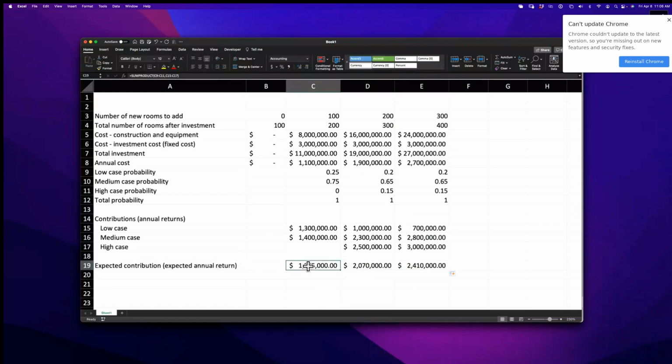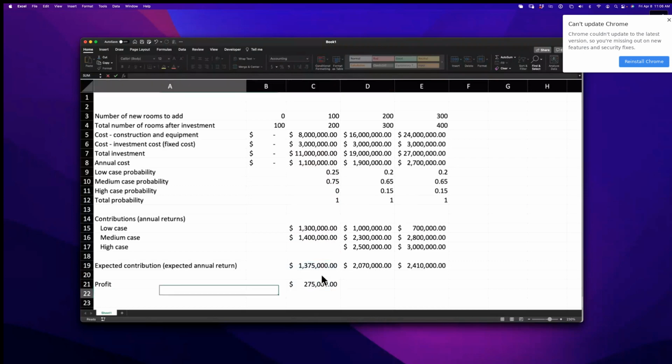So now these are the expected annual contribution or annual return on investment for each of these scenarios, which takes into account the fact that these have different probabilities. So now we can look at the profit. So the profit is just going to be equal to what you're expecting to get back on average minus how much it costs when we consider it on an annual basis. So we're actually getting a profit there.